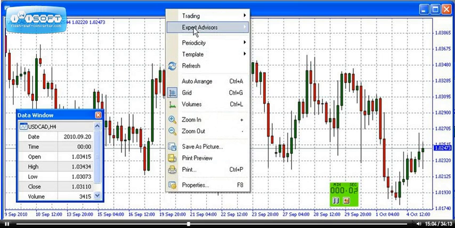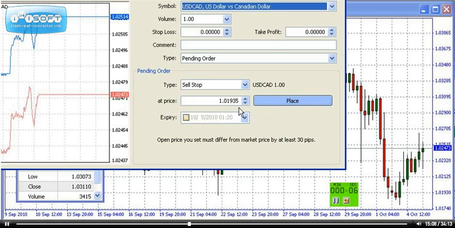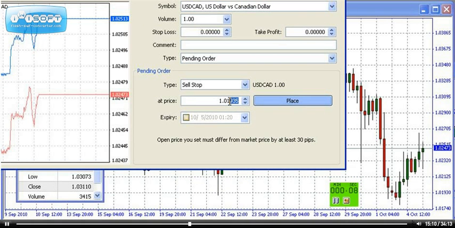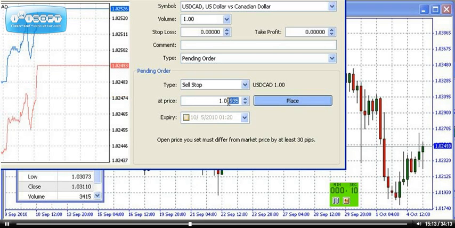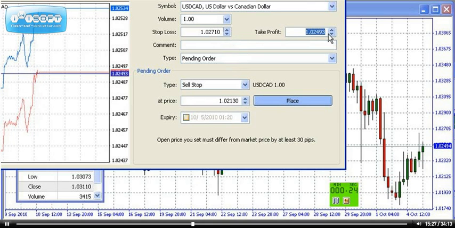And I'm going to right-click, bring up the trading window to sell stop. And from the Forex Profit Multiplier, I'm going to enter the order to sell at 102.13 on a stop. The initial stop is 102.71. And the first profit target is 101.82. Click place.